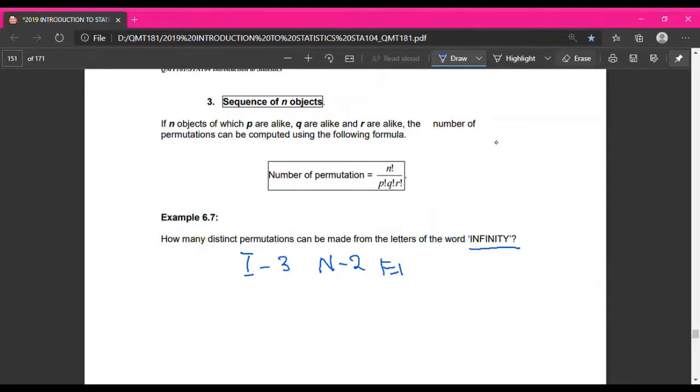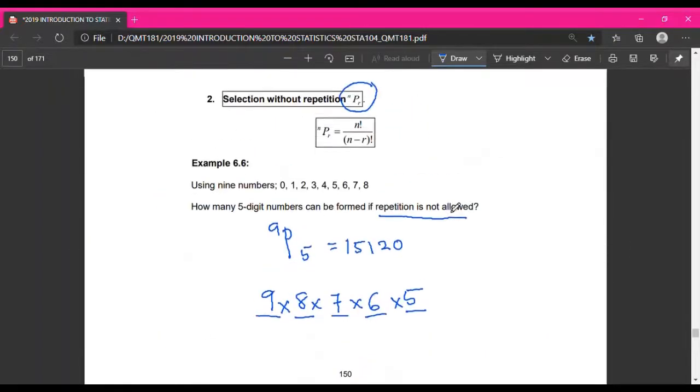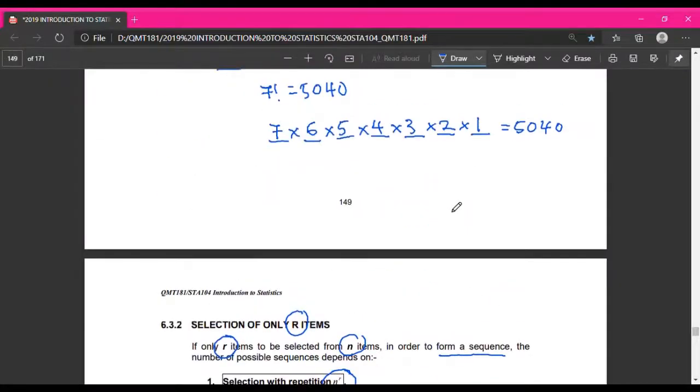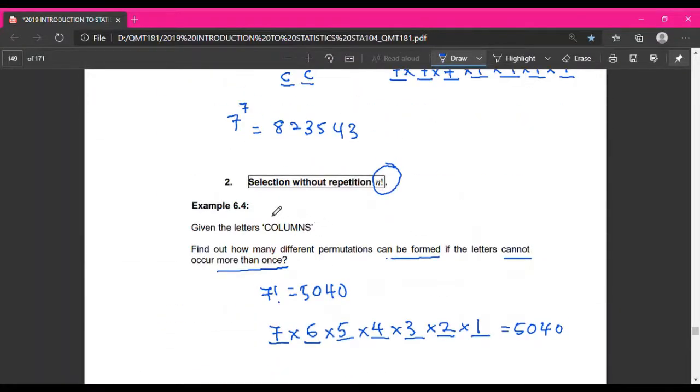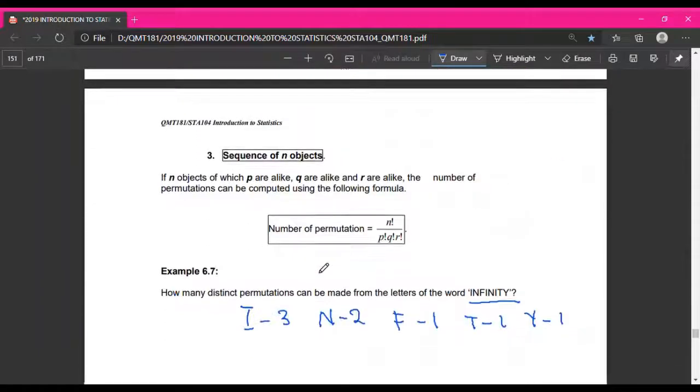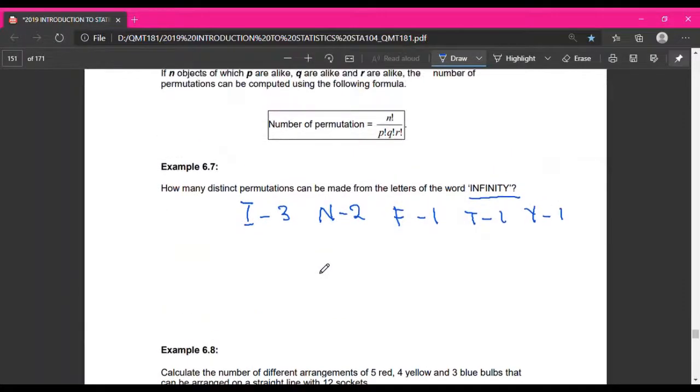Okay, we have 1F. Okay, we have 1F lagi. We have 1T. And we have 1Y. Okay, macam tadi, perkataan columns, kan? Perkataan columns tak ada yang sama. C1, O1, L1. Tetapi sekarang ni, perkataan infinity ada yang berulang.